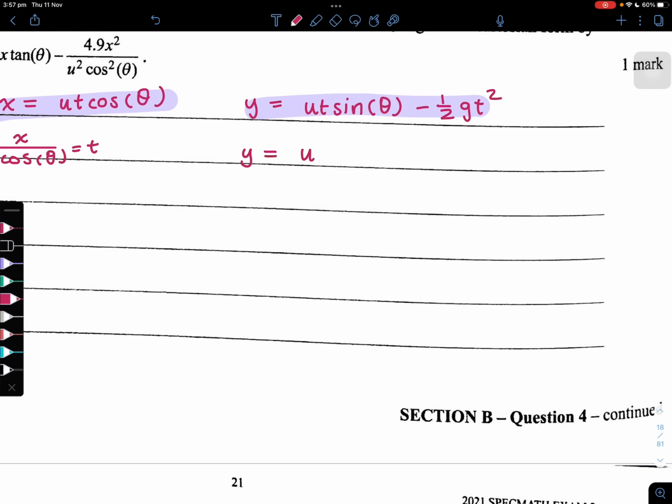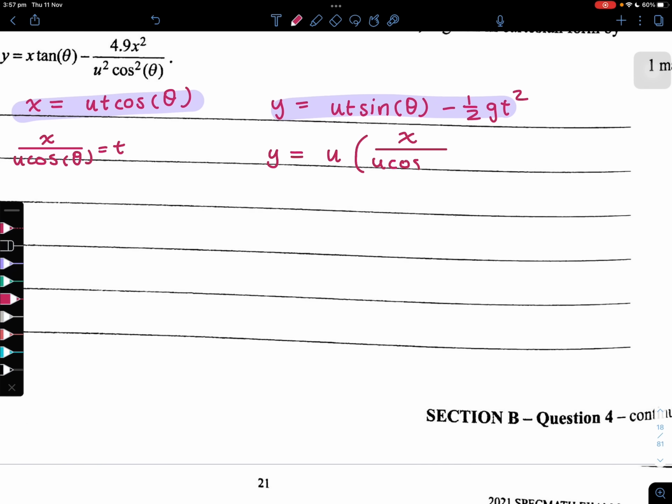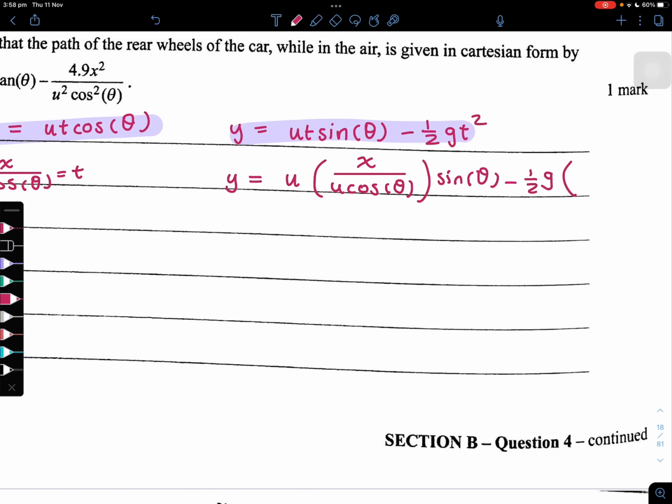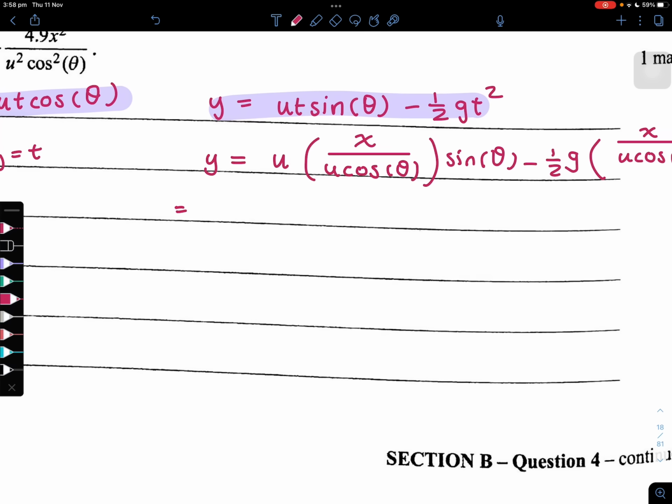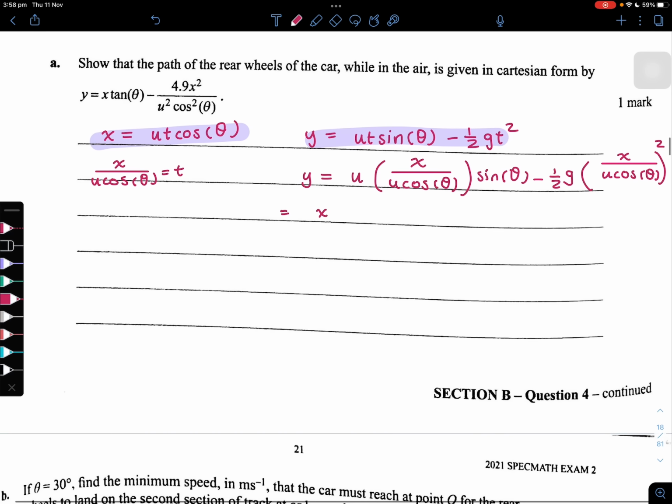That gives us y is equal to u, and then we're subbing in t, which we just worked out, right? u cos theta, sine theta, take a half g t squared. Okay, now looking at this, the u's cancel. The sine and the cos are a quotient, and that becomes tan, because sine on cos is tan. So that leaves us with x tan theta. Yep, it's exactly what they want us to show.